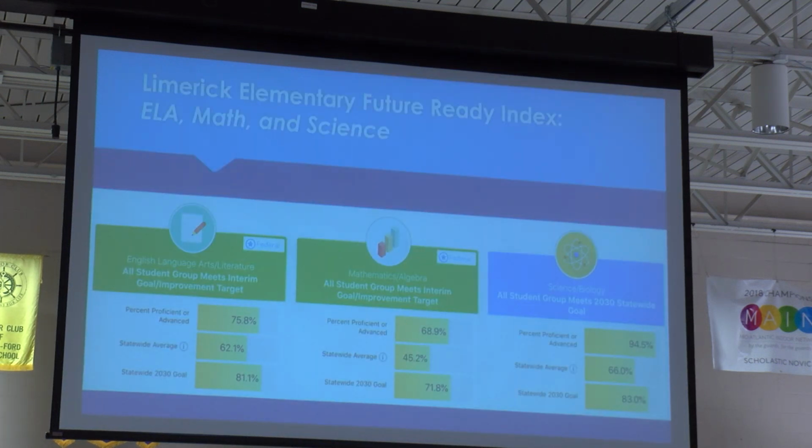When we look at the data dashboard, digging into the comparison to the state average, you'll see Limerick Elementary is either green or blue in all of our categories. You'll see we are very close to closing the gap between our statewide goal and where we are currently scoring for both math and ELA, but we have met the interim targets for both of those examples.